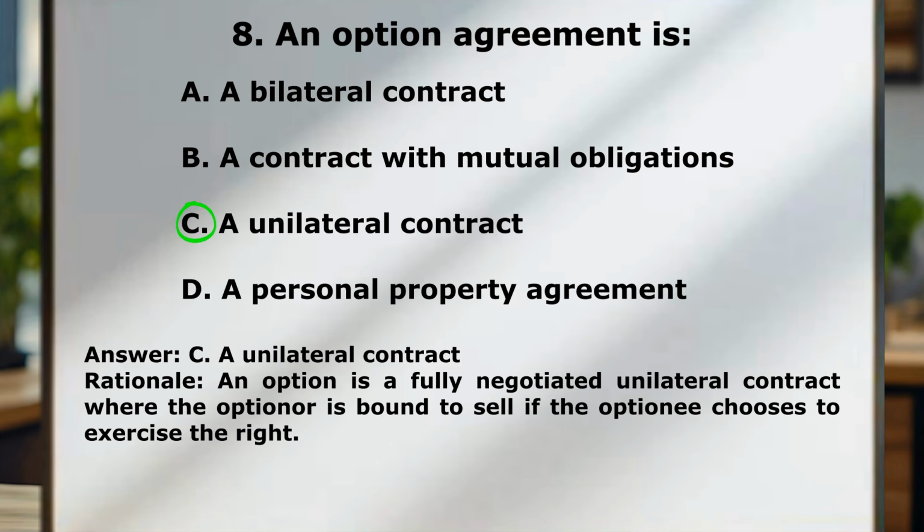So an option is a fully negotiated unilateral contract where the optionor is bound to sell if the optionee chooses to exercise their right. Good example of a question where you just have to know the definition of a word. So when you're studying, you'll probably get a summary of important words at the end of the chapter. Go ahead and learn those definitions because those are easy points.